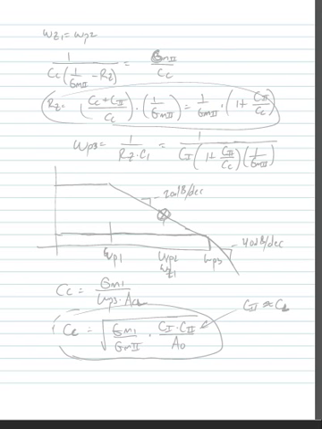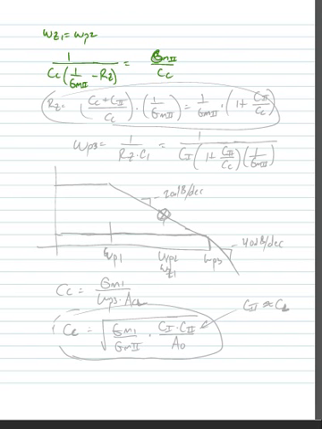Alright, so we know that we want to place our zero right on top of our original pole 2. And so we know that we want omega z1 equal to omega p2. And what this means is we want 1 over our compensation capacitance times 1 over big GM2 minus RZ to equal big GM2 divided by CC.